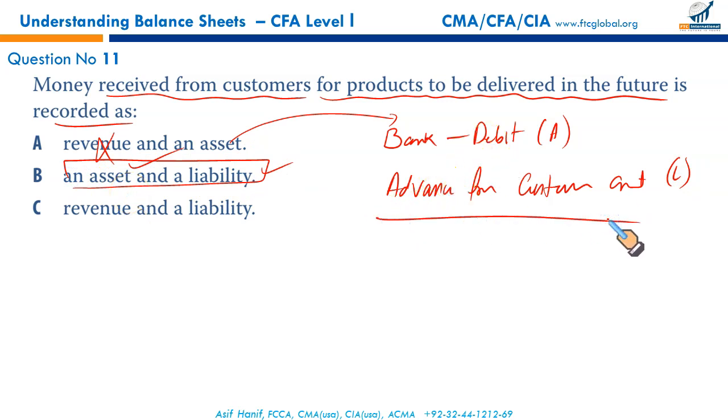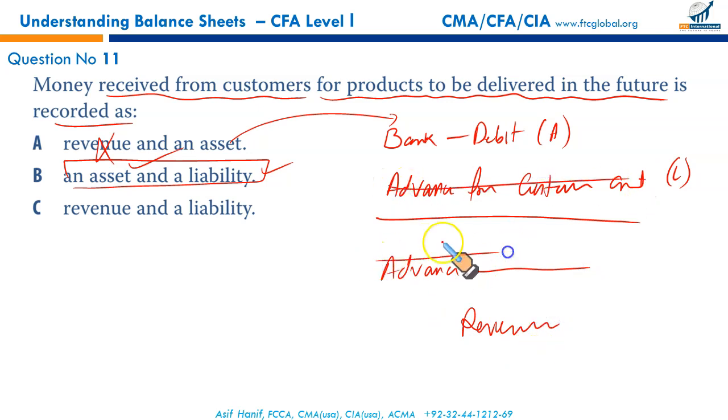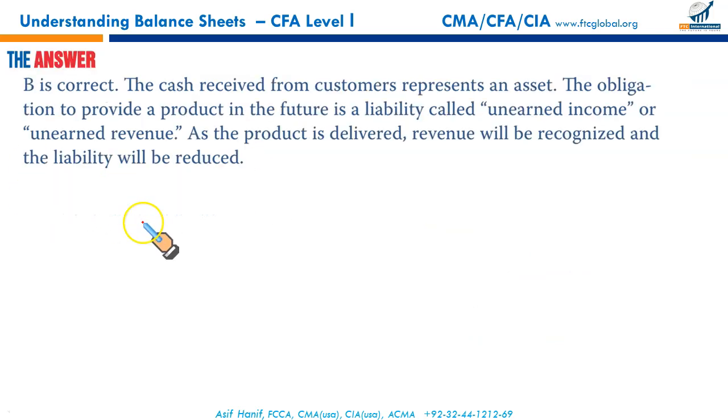When the goods and services have been provided, we will make another entry to reverse the effect. We will remove this advance: debit advance from customers and credit the revenue for which the money was received. So this account will be cancelled out. But right now we just need to say that we have received the money, debit bank, and credit the liability. That makes B the correct option.